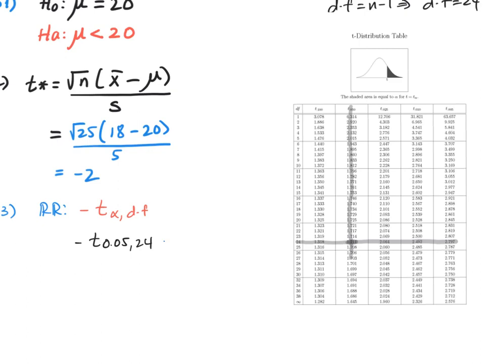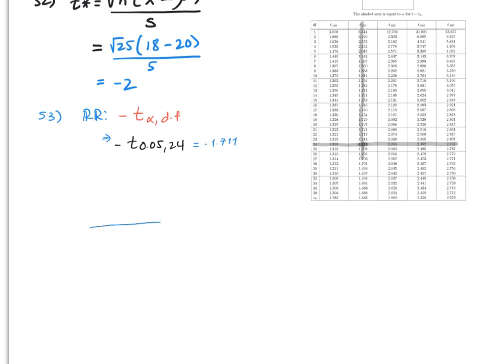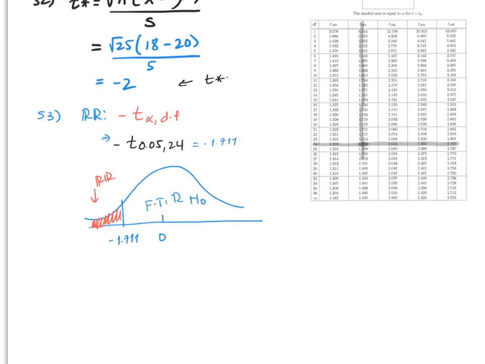So this will be the rejection region, negative 1.711. Just like in chapter 8, draw the rejection region. 0 here, negative 1.711 is here. So if you are here, it will be rejected. And if it is here, it will be fail to reject H0, just like before. Now the value for t star, remember t star is equal to negative 2. Well, negative 2 is here.